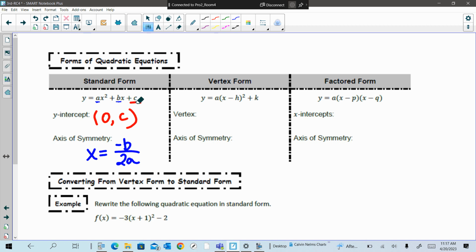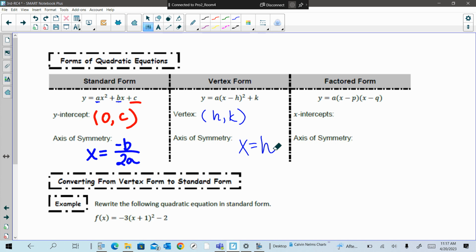Vertex form is given here. Your vertex is the h, comma, k. The h value and the k value are your vertex. Your axis of symmetry is x equals the h value. Don't worry about factored form. We don't need that right now, okay?